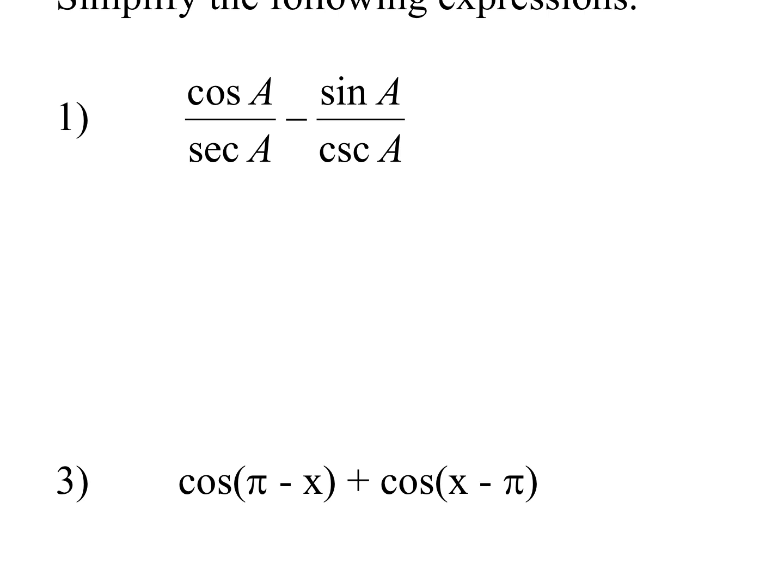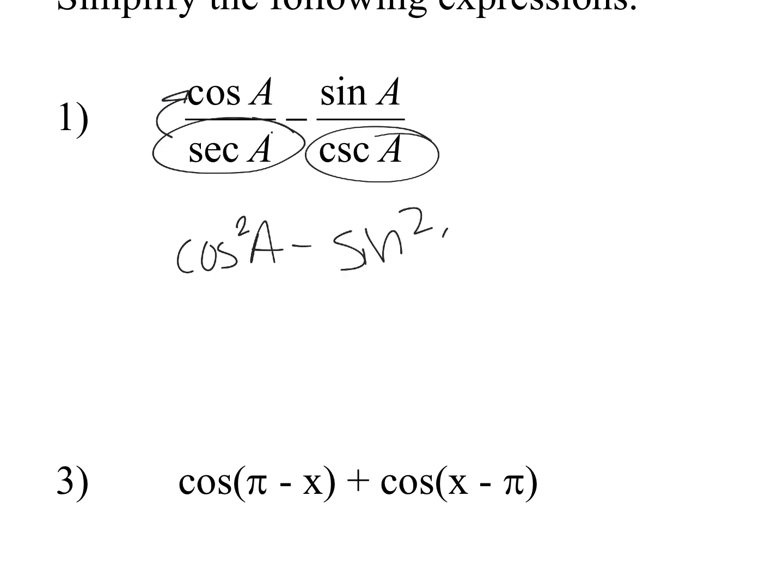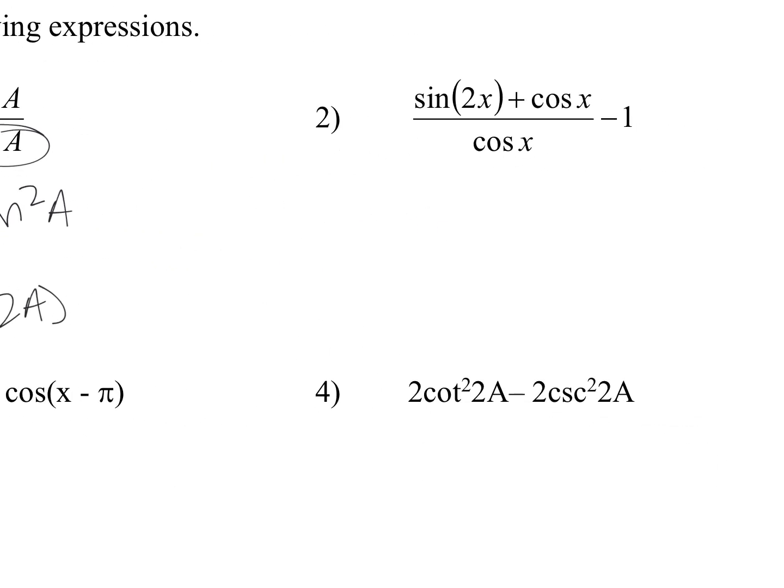So first one, cosine over secant A minus sine over cosecant A. What's important to realize here is that secant is the reciprocal of cosine, so I can rewrite this as cosine squared A. I can rewrite cosecant squared as sine squared A here, and that's actually the cosine identity, cosine of 2A, and that's it. That was nice.